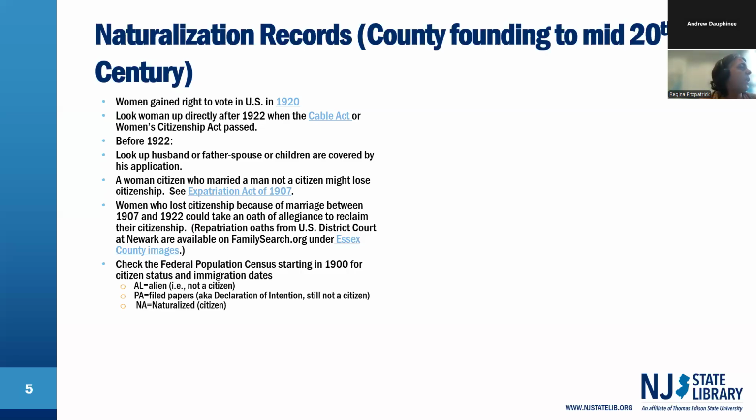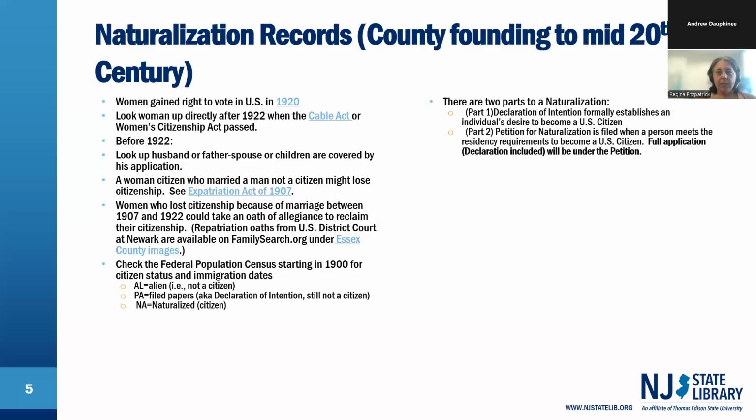Starting in 1900, there's a specific column where you can look for these codes. There's a citizenship heading, and if you look down, you may see AL, PA, or NA. AL means that the person has not yet naturalized. They are a foreign-born person living in the United States, an alien. PA means that they filed their declaration of intention, which we're going to talk about in a minute. That's the first part of the naturalization application. And NA means that their petition for naturalization has been accepted and they are now a U.S. citizen.